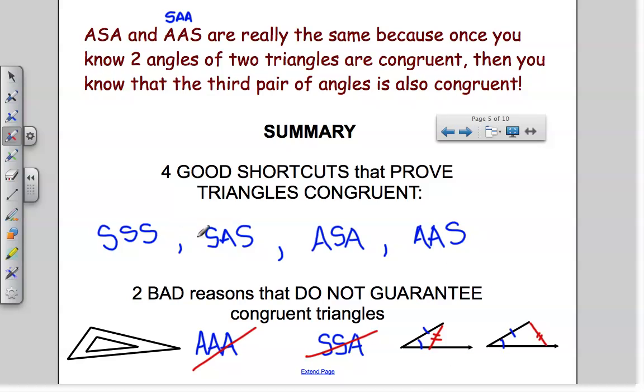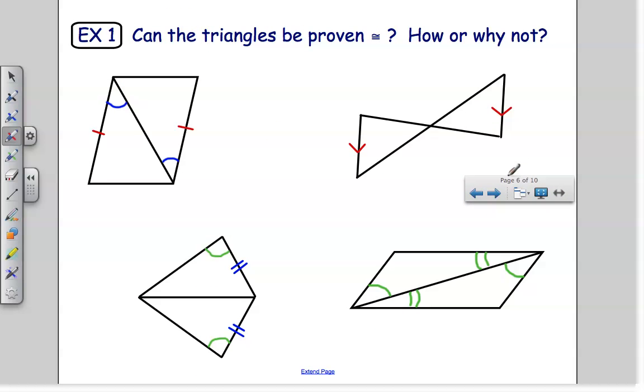The reason I summarized here is because today you're going to have to decide what shortcut's being used to prove the triangles congruent, or are they trying to use one that doesn't always work. So let's take a look here. Can the triangles in each of these examples be proven congruent? How or why not?